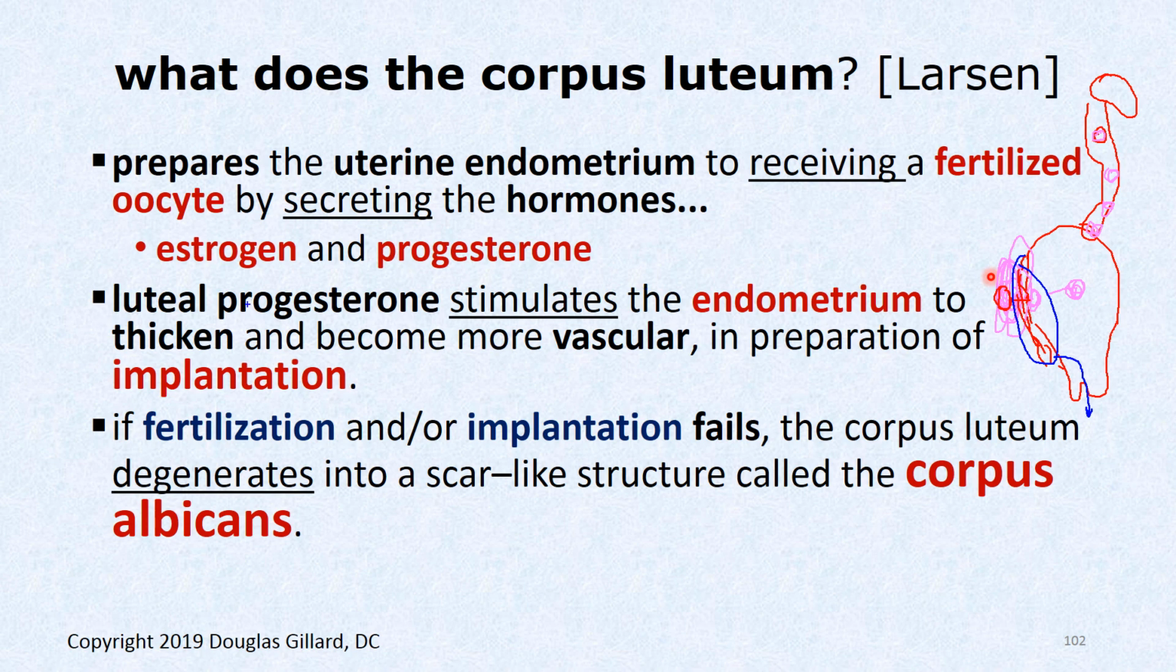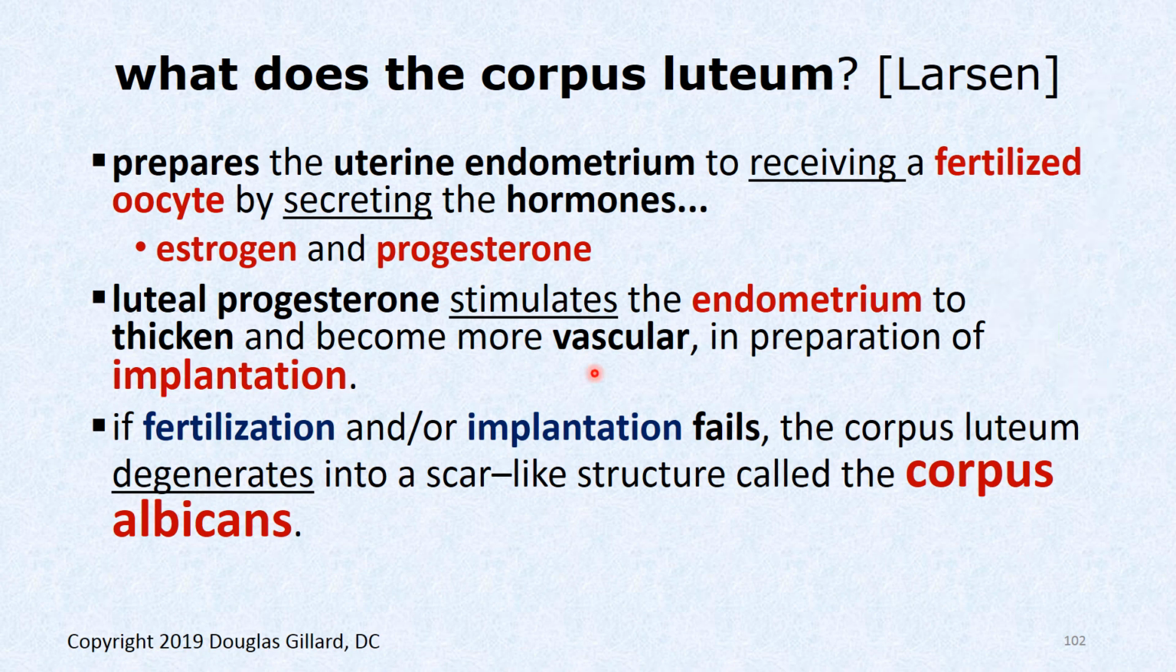So luteal progesterone, meaning it came from the corpus luteum, stimulates the endometrium to thicken and become vascular in preparation for implantation. If it fails, the corpus luteum quickly degenerates into a scar tissue structure, and that's called the corpus albicans. That's the dead corpus luteum. That's the dead tertiary follicle.